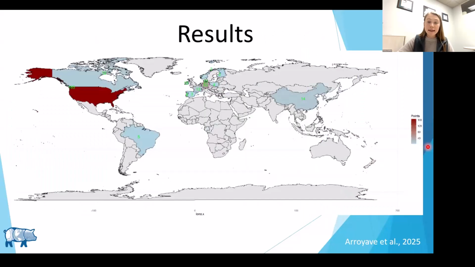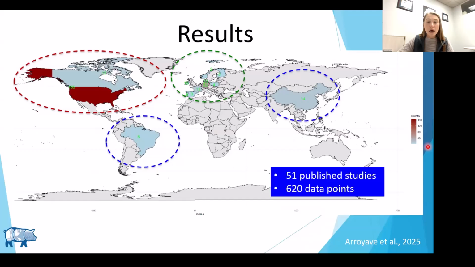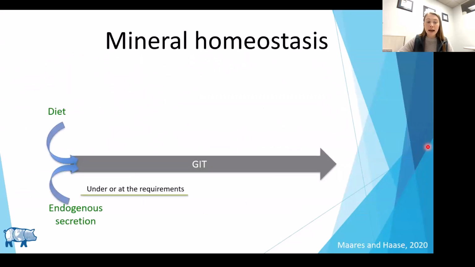Just to break down the data sets that were utilized as part of this meta-regression analysis, a majority of the studies did come from North America. However, we do see lesser of our studies coming from Asia or South America, with an overall 51 published studies being utilized and a total of 620 data points as part of this meta-regression analysis. Now, just to give a quick overview, because we did break these models down into reporting when the pig was fed the minerals under or at the requirement versus over the requirement.